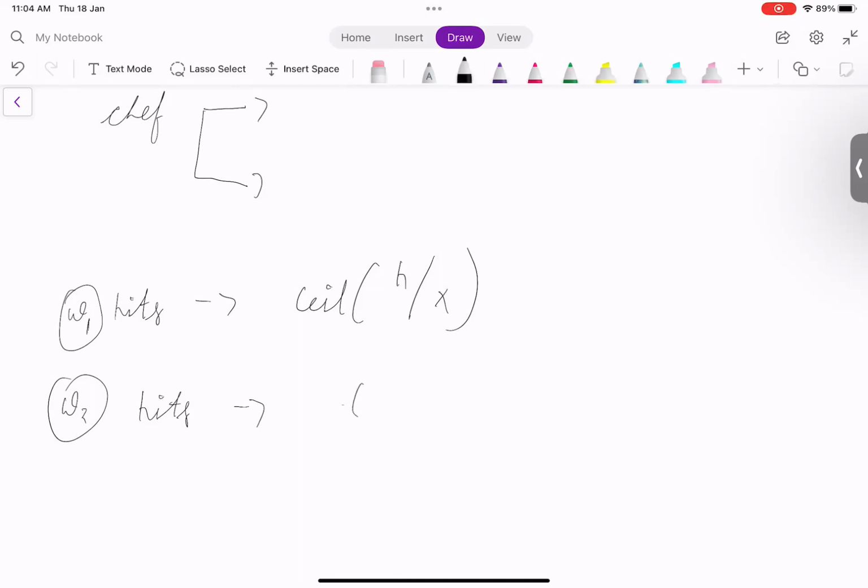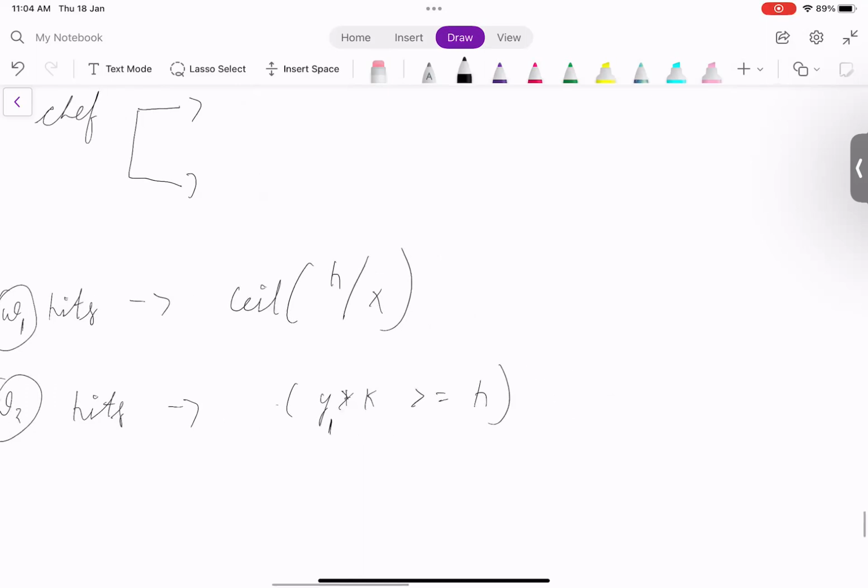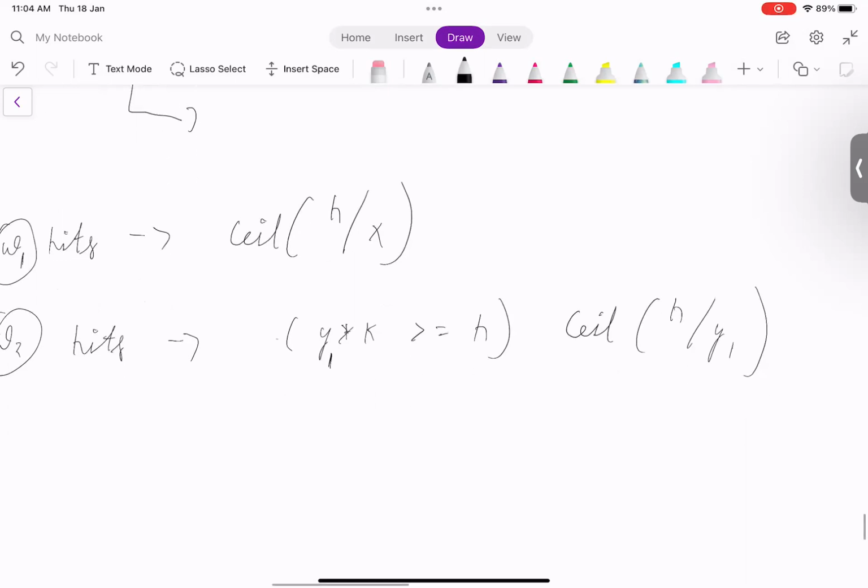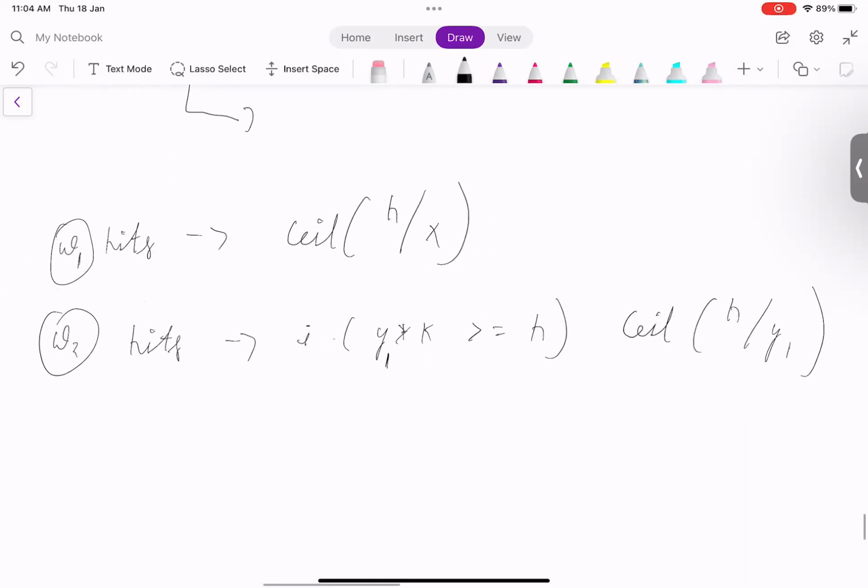So the first case is, if Y1 into K is greater than or equal to H, then we can say within K rounds we can kill him. So the number of hits we need, we can calculate as follows: ceil of H by Y1, right? This will be the number of hits. Else, if this is not the case, that means Y1 into K is smaller than H. That means K rounds were insufficient, or health was larger.